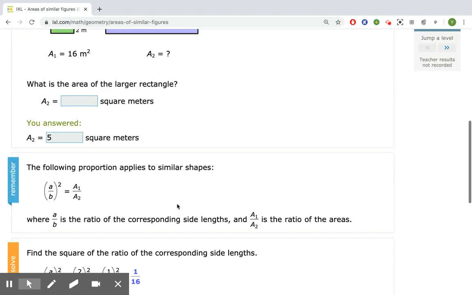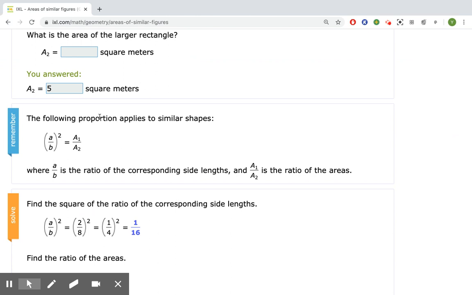All right, so you have to remember this. The following proportion applies to similar shapes. (A/B)² is equal to A₁/A₂, where A/B is the ratio of the corresponding side lengths. Okay? So you got to remember that proportion.